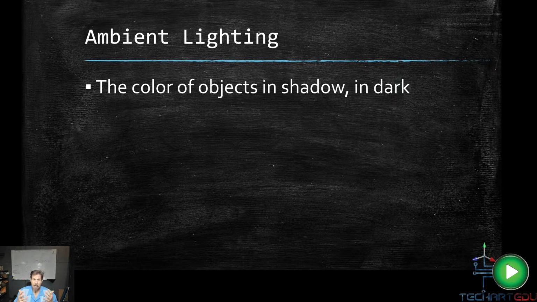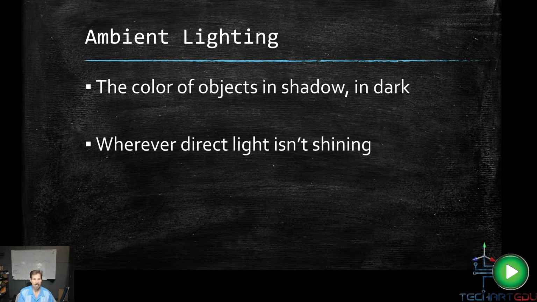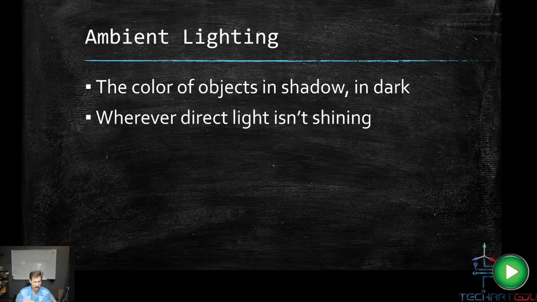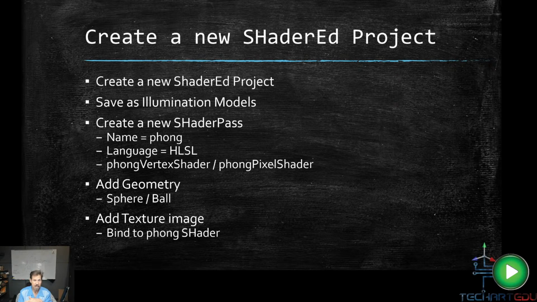So ambient lighting pushes the lighting out of black into something like, okay, a tiny bit of illumination, or what the color of an object looks like when it's in shadow. Okay, so whenever the direct light isn't shining on an object, this is what it's going to look like. All right, with that said, what we're going to do is create a brand new model inside ShaderEd.